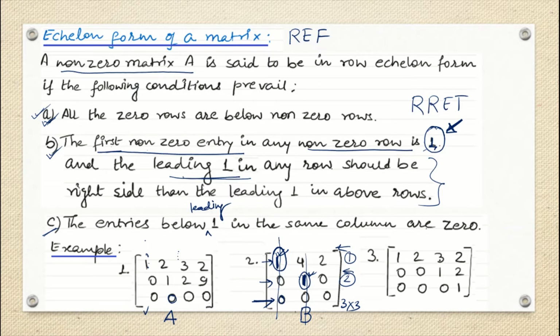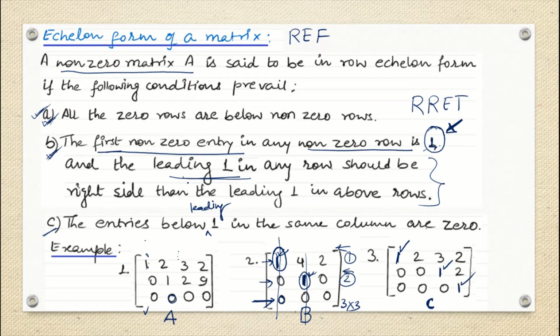Similarly, what about my matrix C? Suppose this matrix is C. So the very first condition is what? All 0 rows are below non-zero rows. In this matrix, we don't have any 0 row. Fine, then we are not worried about this first point. What about my second point? The first non-zero entry in the non-zero row is 1. Here in my second row, the first non-zero entry is 1. That is okay.